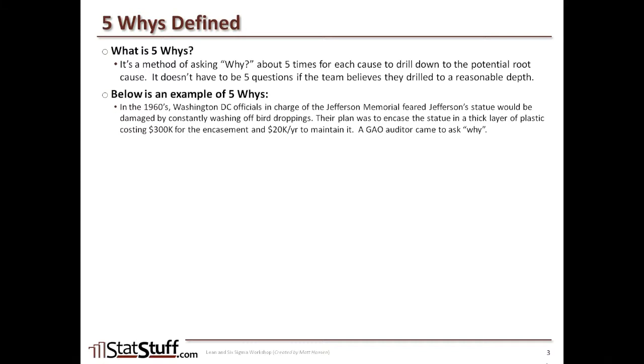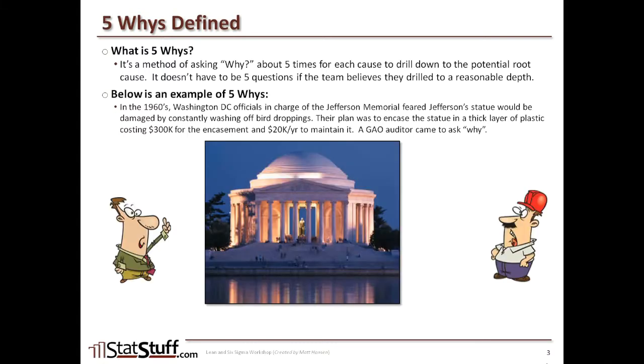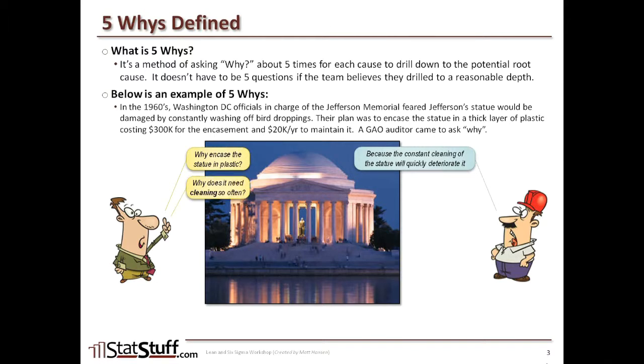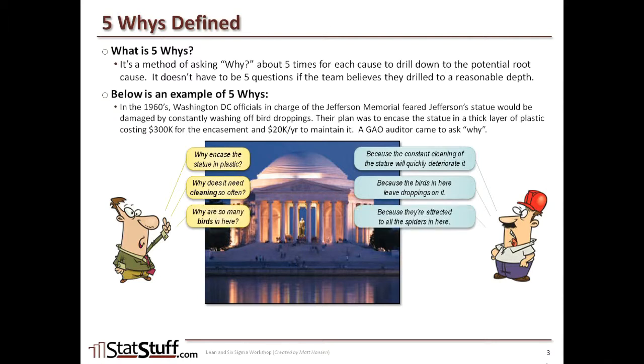But a GAO auditor came in and started asking why. So the auditor first asked, well, why do we want to encase the statue in plastic? Well, the engineer responded, because the constant cleaning of the statue will quickly deteriorate it. Well, then the auditor asked, well, why does it need cleaning so often? Well, the engineer responded, because the birds in here leave droppings on it. Well, the auditor asked, well, why are there so many birds in here? Well, the engineer replied, because they're attracted to all the spiders in here.